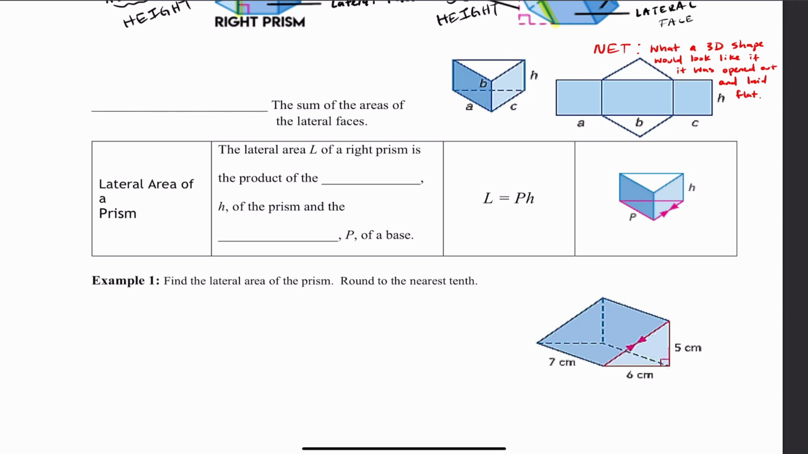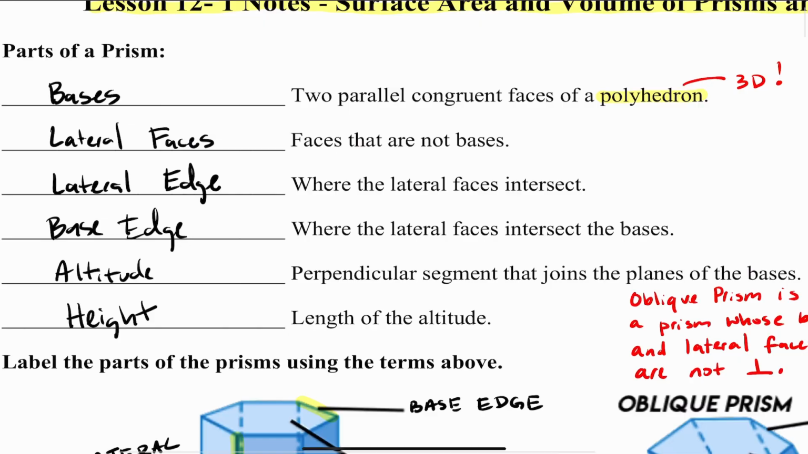The next thing I want to discuss is the lateral area. How do we find the lateral area of a prism? The lateral area is the sum of the areas of the lateral faces. Now remember, the lateral faces are the faces that are not the bases.